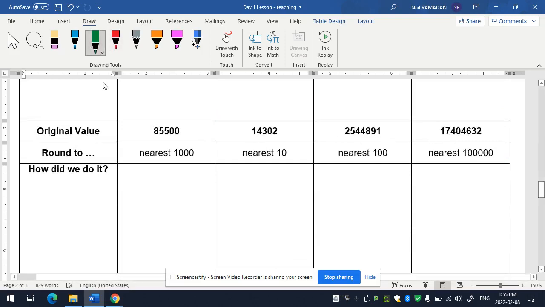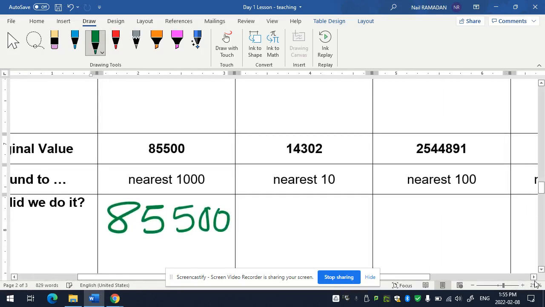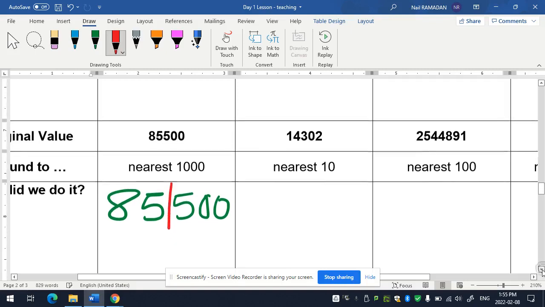85,500. So I'm going to write it 85,500. And we are looking at how many places to cut. Remember, if you have a certain number of zeros, you just go by that number of zeros. 3, you just go 1, 2, 3, and then you cut. So 1, 2, 3, cut. Okay, now I'm going to have to make a decision.